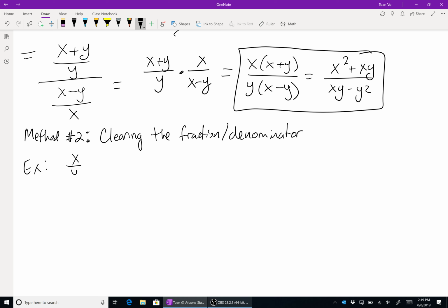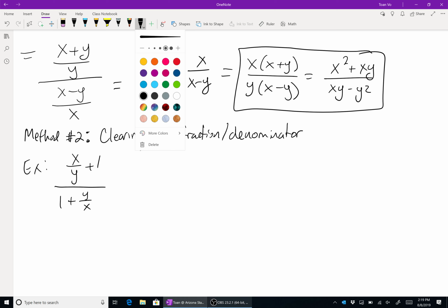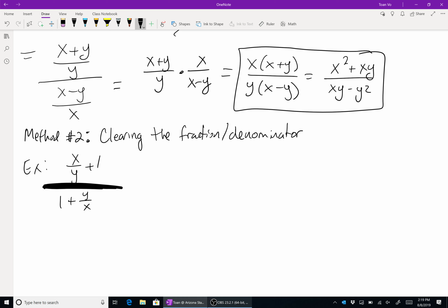So what was it? x over y plus 1, all over 1 plus y over x. Now, this is sort of tricky. Mr. Vogt just told us to find the LCD, but I have fractions everywhere. Which LCD do we find? When you want to do this technique, you have to look at the inner fractions. If this is the main fraction bar, the inner denominators are this y here and this x. So you want to find the LCD of the smaller fractions that are within the bigger fraction.